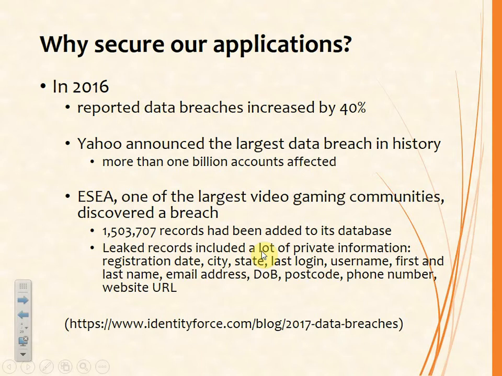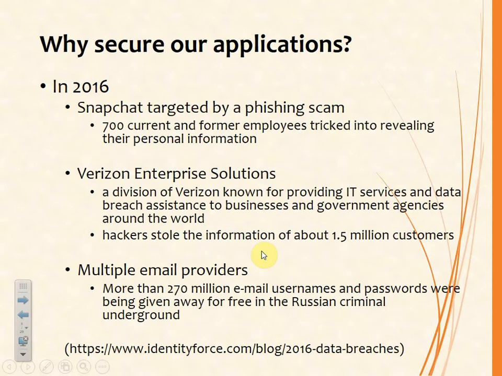ESEA, one of the largest video gaming communities, discovered a breach. 1,500,000 records had been added to its database. And leaked records included a lot of private information. In the same year, Snapchat was targeted by a phishing scam. 700 current and former employees were tricked into giving away personal information. Verizon Enterprise Solutions had 1.5 million customers' details stolen.